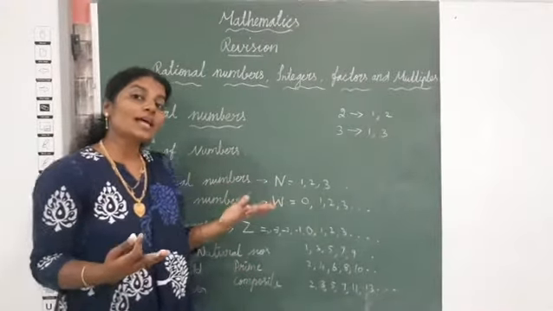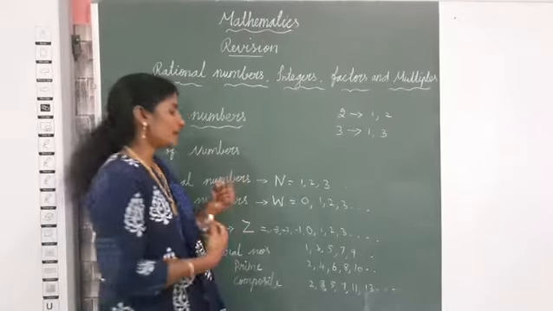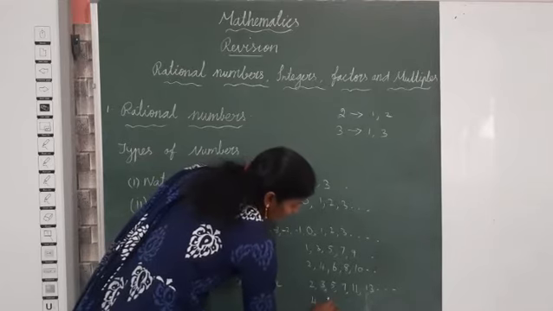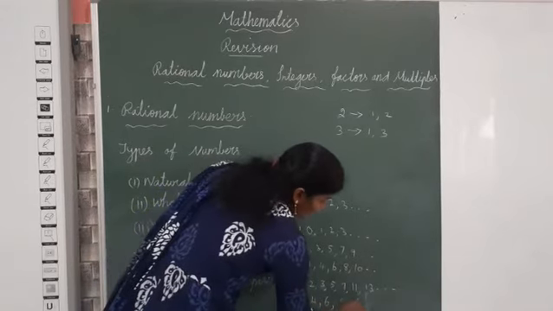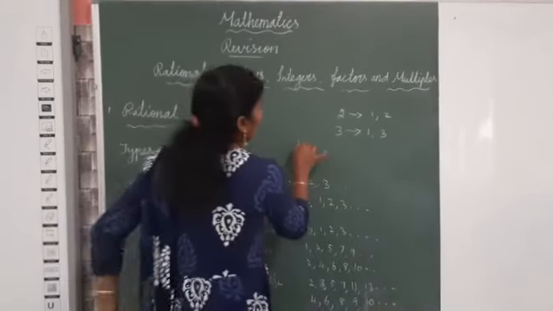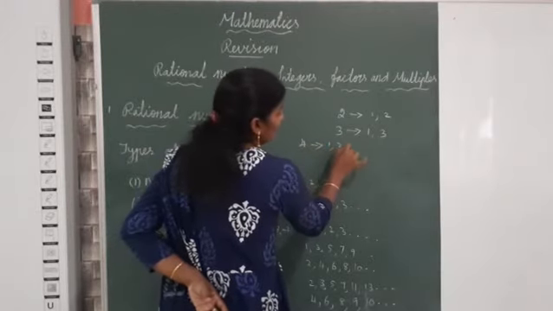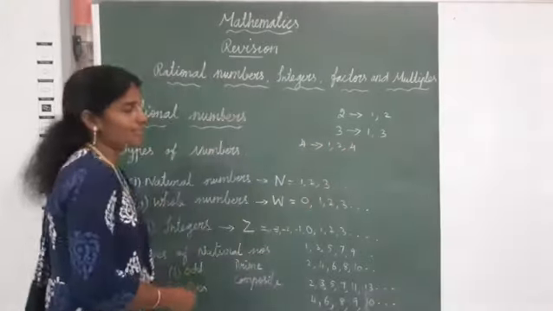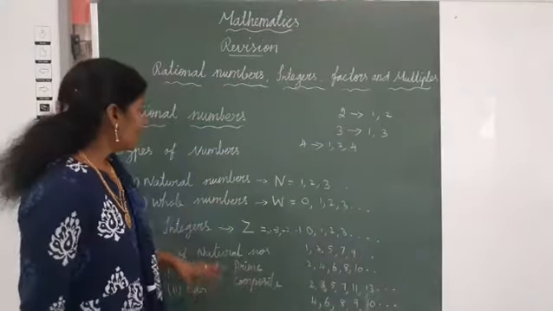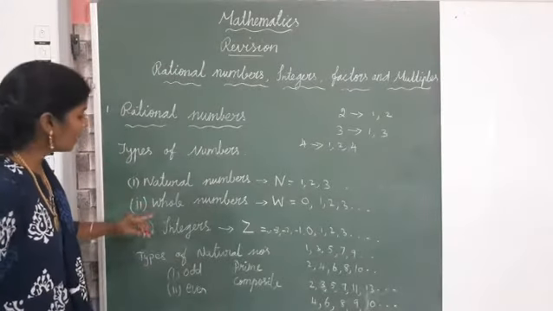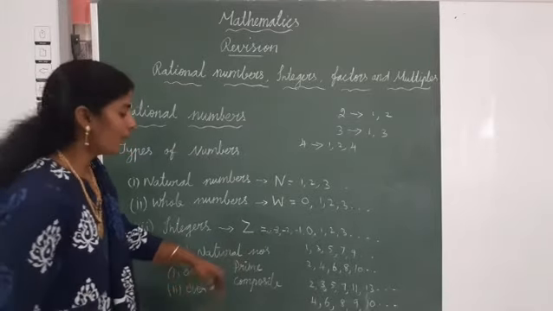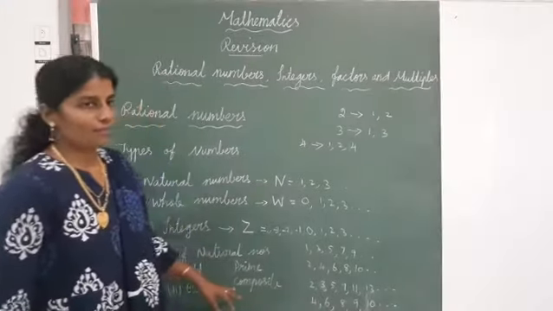Okay. Then what is composite number? Composite number means more than 2 factors. For example, 4, 6, 8, 9, then 10, etc. Now here, we can take 4. What are the factors? 1, 2, 4. More than 2 factors. So 4 is called composite number. Clear? What is natural numbers? What is whole numbers? Then integers. Then types of natural numbers: odd number, even number, prime numbers, then composite number.